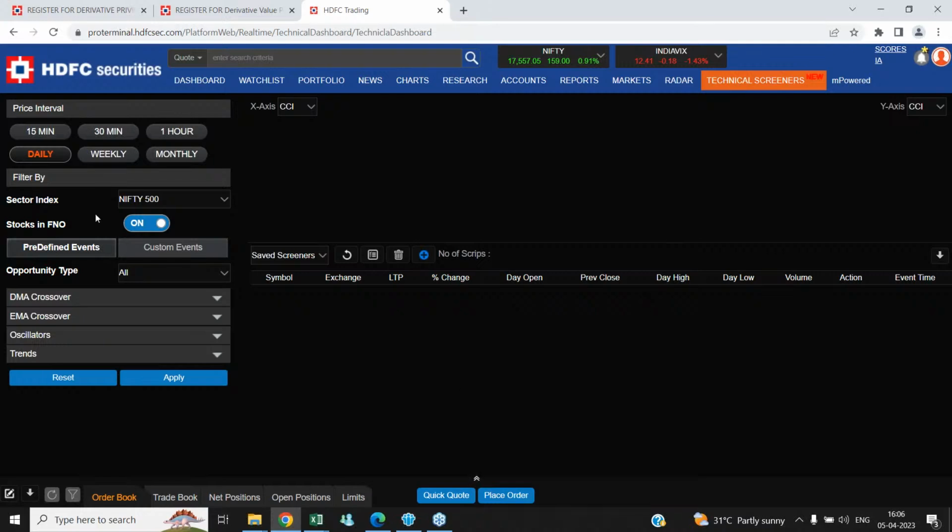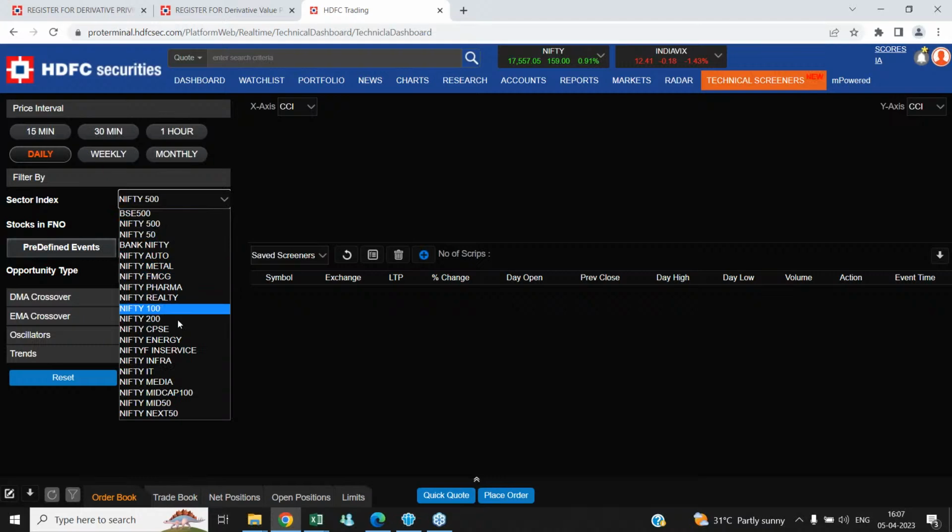Once you click on it, you will see a page with all the parameters you need to set to get the ready-made technical screeners, that is, which stocks are in the bullish direction and which stocks are in the bearish direction. Firstly, based upon your preference, you choose the momentum perspective, that is, the short-term perspective, or the intraday perspective. You need to select the price interval. Suppose we want to find stocks for the momentum, the short-term perspective, which stocks are bullish and bearish. So I will select daily as my price interval.